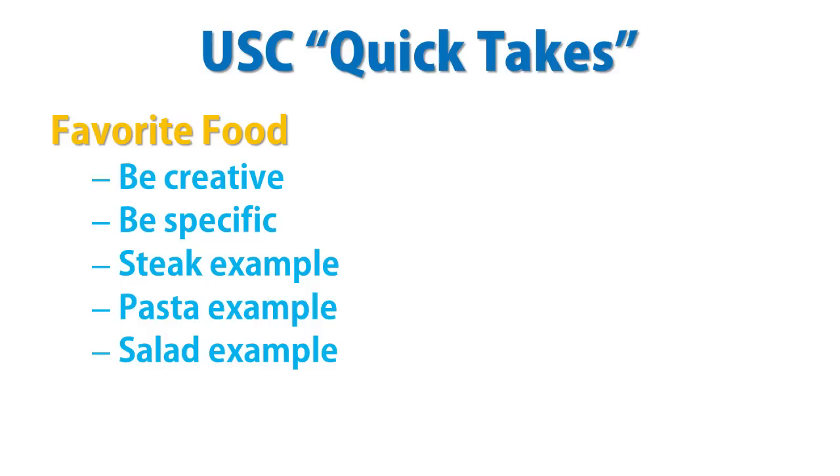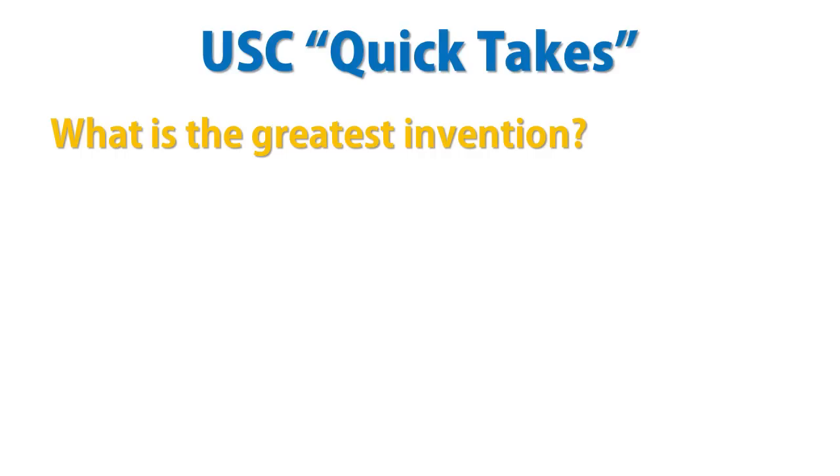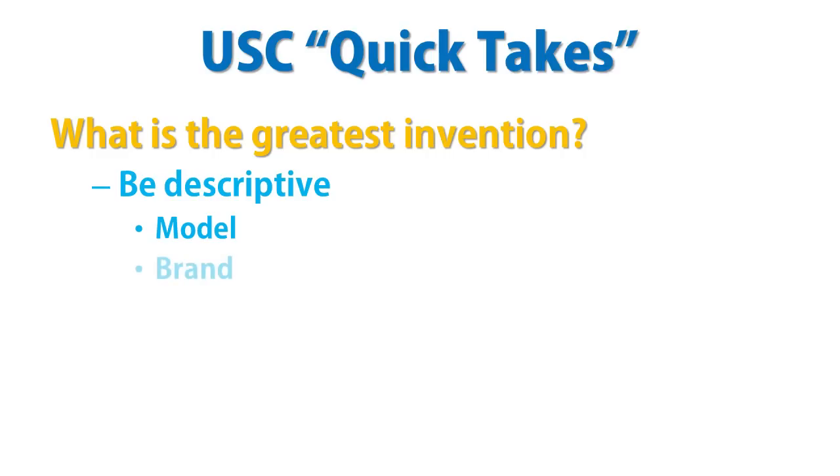But be descriptive here. The fourth question on the USC Quick Takes asks what you find is the greatest invention. So often here I will get answers like a car, or a camera, or a computer. Be descriptive. Again, if you're going to pick car, tell me what kind of car. What year was that car made? What color do you like? Is it your friend's car? Is it a car in a James Bond movie? Describe what kind of car you think is the greatest invention of all time.